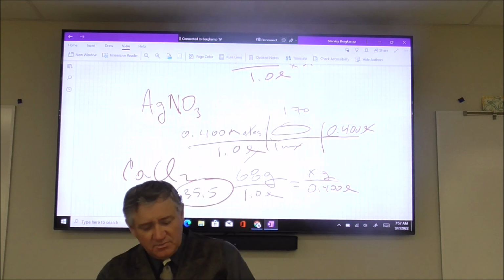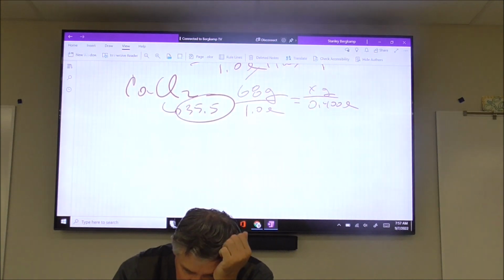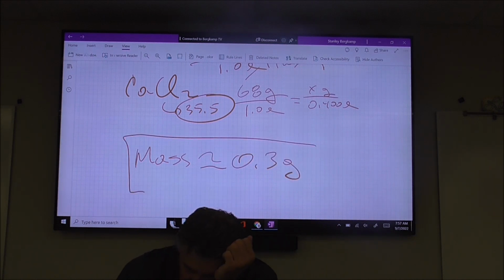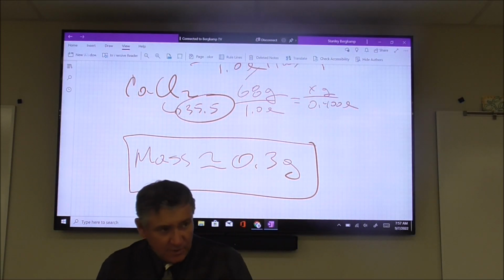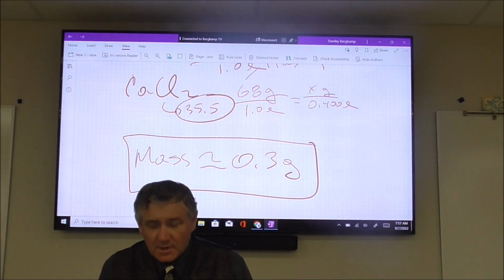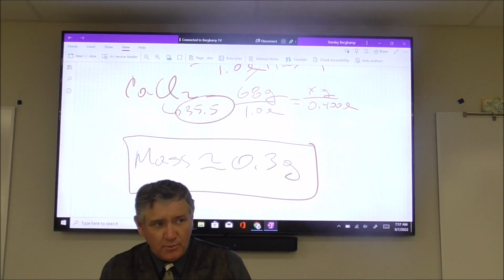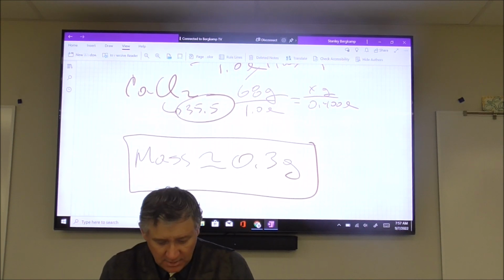So if all goes well on number 7, the mass of calcium chloride that you're going to need is going to be around 0.3 grams. Okay, so if you do number 7 correctly, when you get done, the mass of calcium chloride you're going to need is around 0.3 grams. So that'll tell you if you're close.